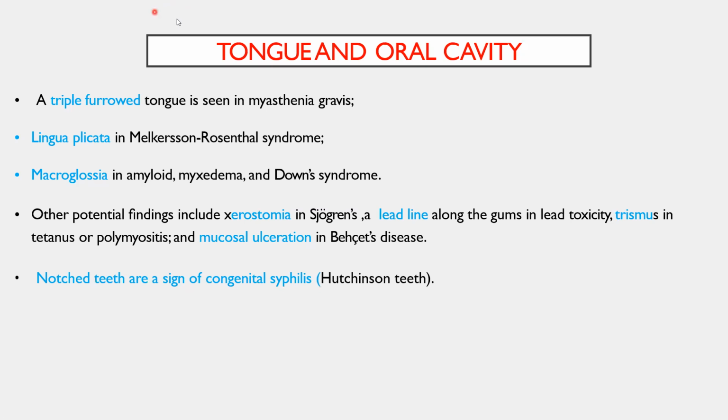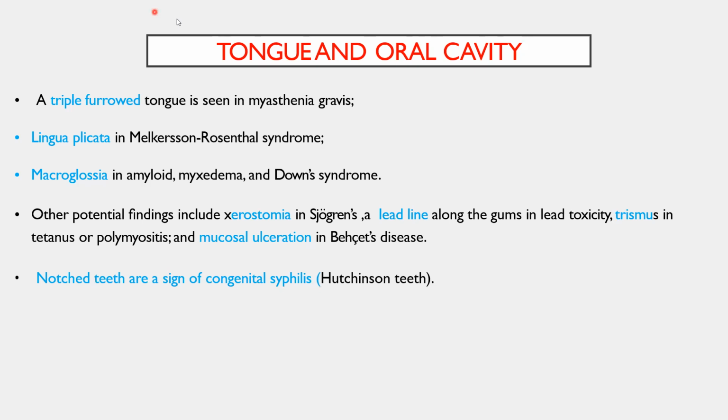Can anybody define macroglossia? If the lateral border of the tongue is touching the angle of the mouth bilaterally, it is called macroglossia. It is characteristically seen in amyloidosis, myxedema and Down syndrome.